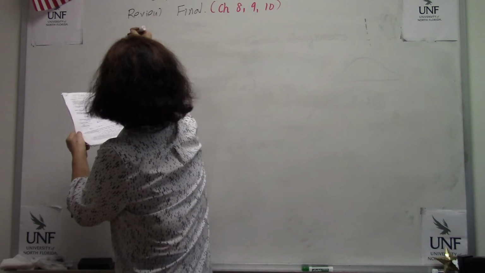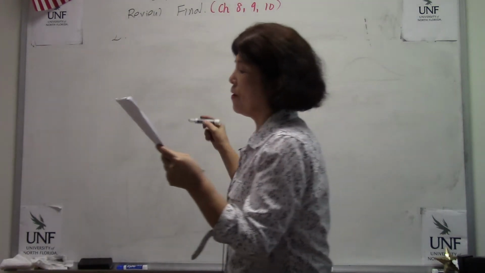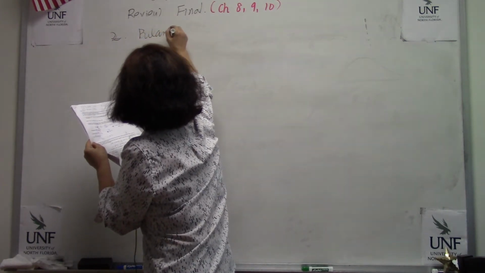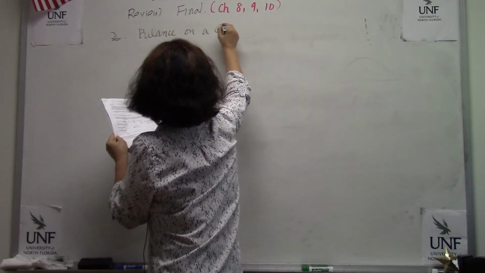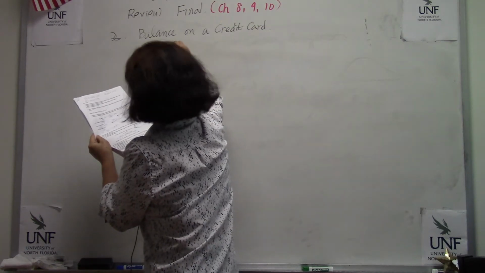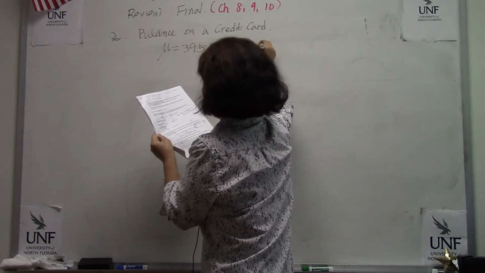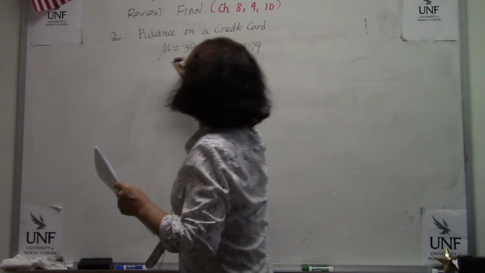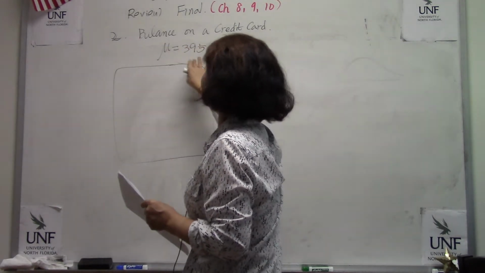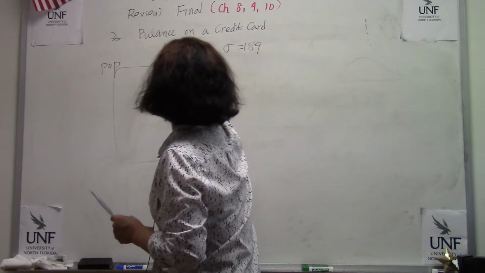Number 2 is that, okay, this time balance on credit card accounts have a mean of balance on a credit card. The mu is $395 and the sigma is $189. Okay. Again, this is for all credit cards. So that means what? Tens of millions of credit cards. Okay. So this is about population.